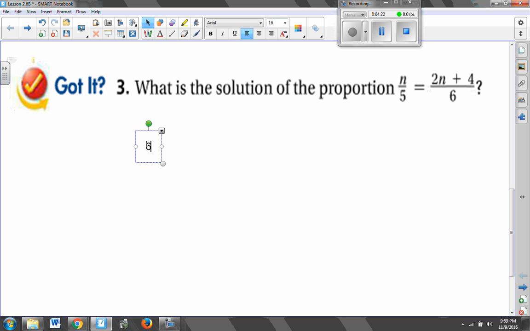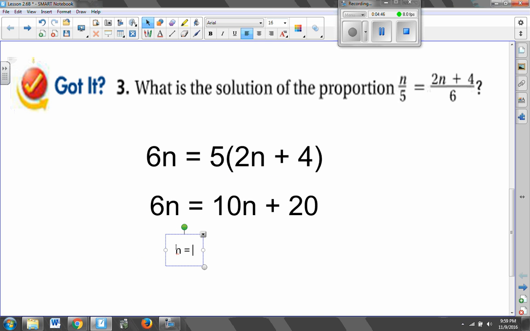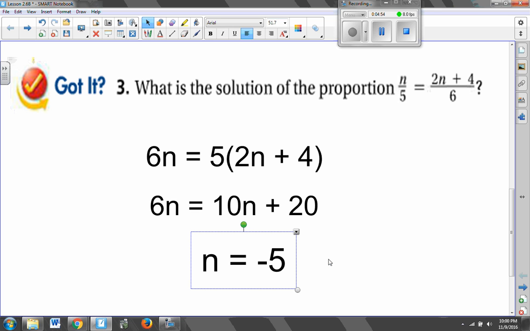When we cross multiply, we should end up with 6n is equal to 5, and then in parentheses this 2n plus 4. After we distribute, we should have 6n is equal to 10n plus 20. And we end up, when we solve that equation, with n equals negative 5. N equals negative 5 is what we should get there.